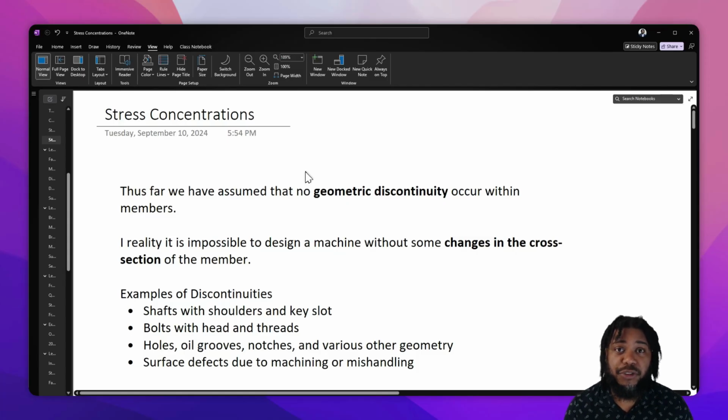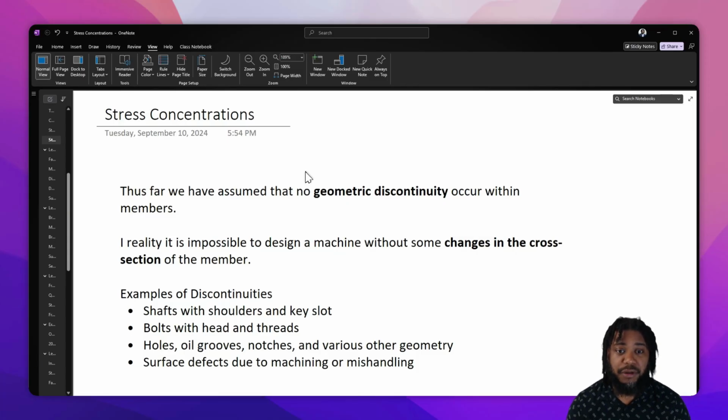Today we're going to learn about stress concentrations. Most geometries have some form of stress concentration because most geometries have a change in the cross-sectional area. Whether there's a large diameter that transitions to a smaller diameter, a hole in a part, a chamfer, or a fillet, most real geometries have the presence of stress concentrations.